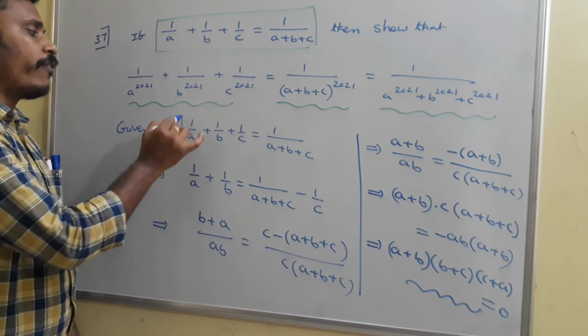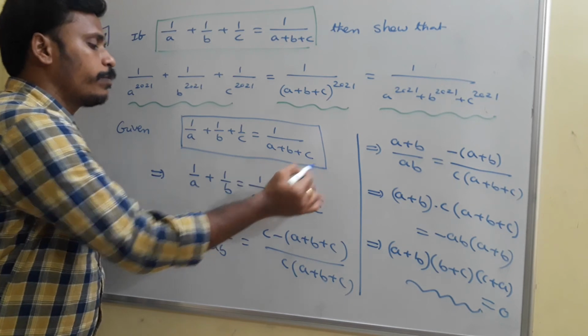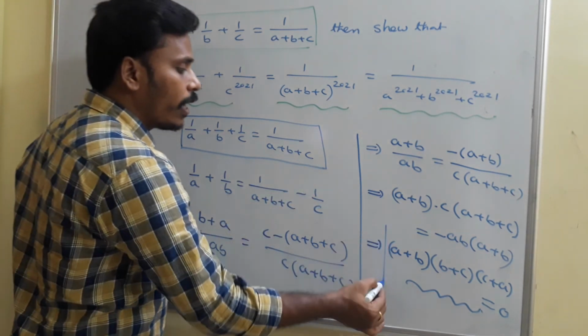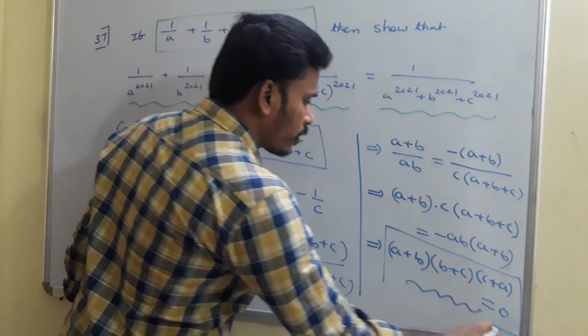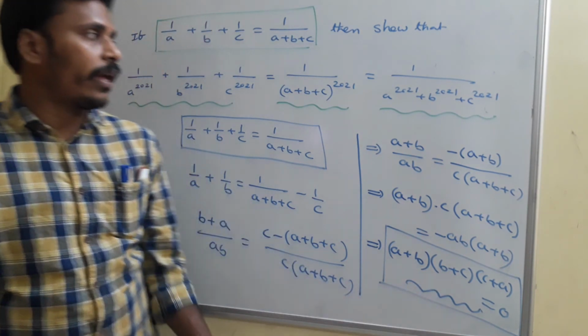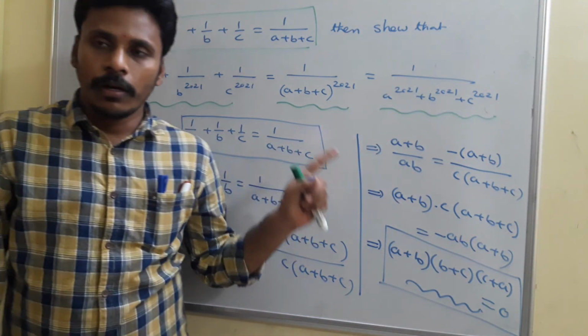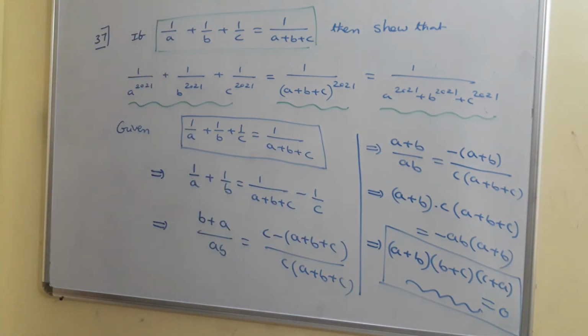See, 1 by a plus 1 by b plus 1 by c is equal to 1 by a plus b plus c. At the end will give us a plus b into b plus c into c plus a as 0. Again start with this and then we need to show these three as equal. First of all, just have a look, make a screenshot and then I will continue.